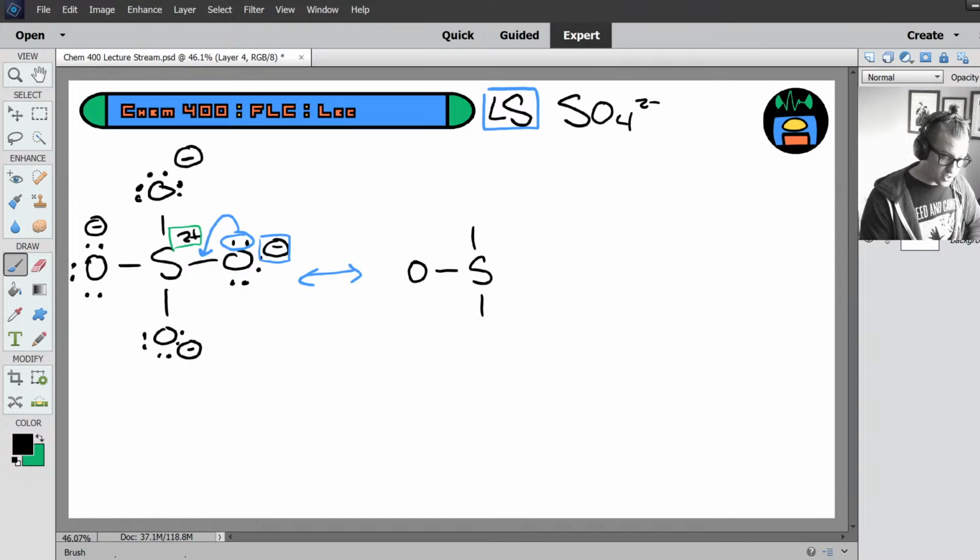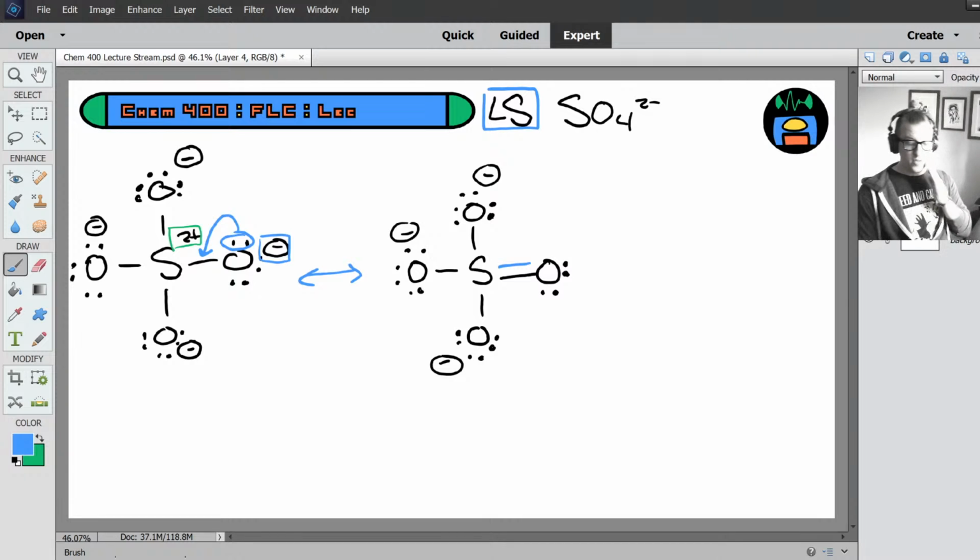Now, 3 of these oxygens in this new resonance structure have not changed. So I'm just going to redraw them as they existed. And because they haven't changed, they all have the same formal charge. However, this oxygen, the one on the very right, has changed. It is now double bonded to sulfur, so we need to calculate our formal charges again for this structure and see if there's more work we can do.